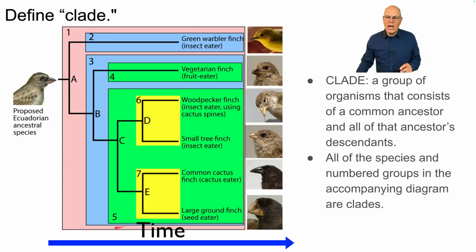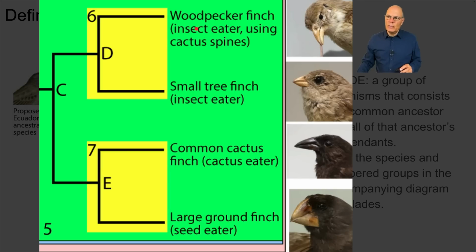If you go back in time, because there's implied time in any phylogenetic tree, then all of these 4 species, the woodpecker finch, the small tree finch, the common cactus finch, and the large ground finch, they comprise a clade. That's group number 5 over here. Their common ancestor is this species that's over here at C.